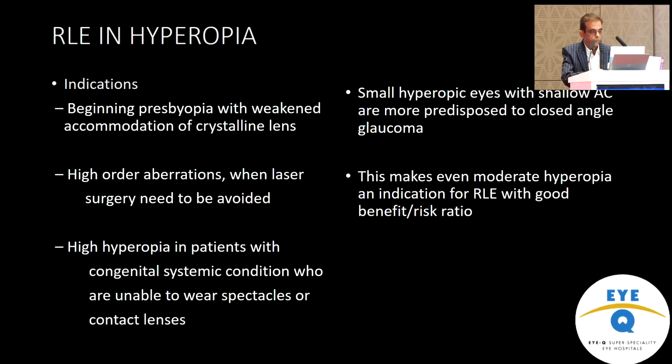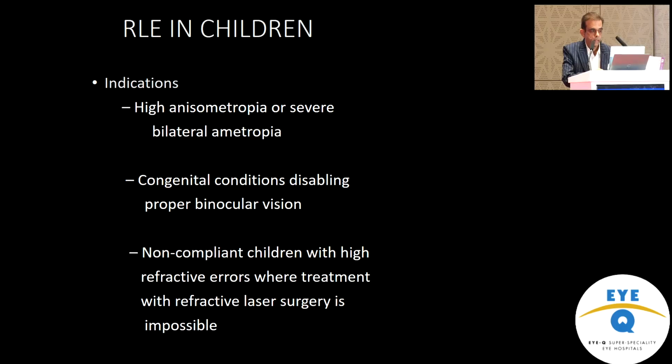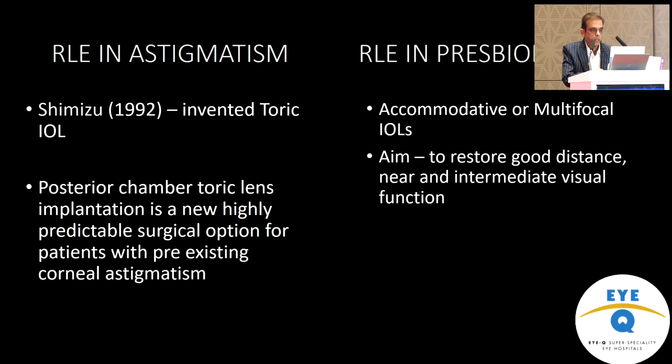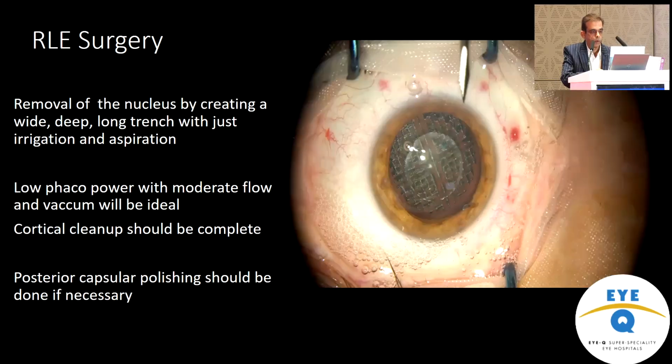The complications can be PCOs, which are more common in hyperopes, and secondary post-op IOP rise. It can also be done in children, and in astigmatism. Now, this is something we should all know. A special consideration in high myopes is that the depth and stability of the anterior chamber is abnormal, which necessitates the use of dispersive viscoelastics. In eyes with excessive axial length, there is a risk of perforation, and choroidal effusion in hyperopic eyes.